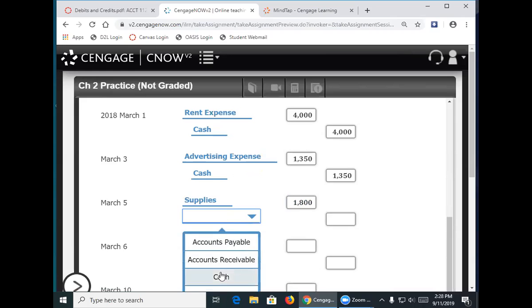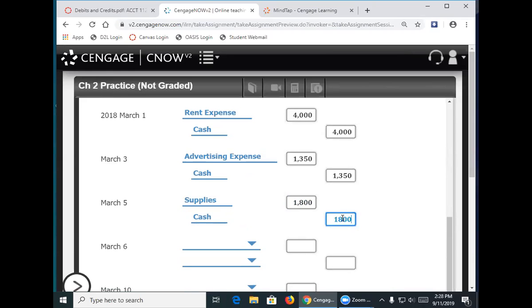Cash, very good. And cash gets credited. So the first three, we credited cash because we paid. So anytime you see the word paid, you know to credit cash, okay? Sometimes there's some little key terms that you can link up. And there's a great slide in the PowerPoint, if you review it from Canvas, that gives you some typical transactions and the debit and credit for those transactions. So it can be useful. There's some good resources.